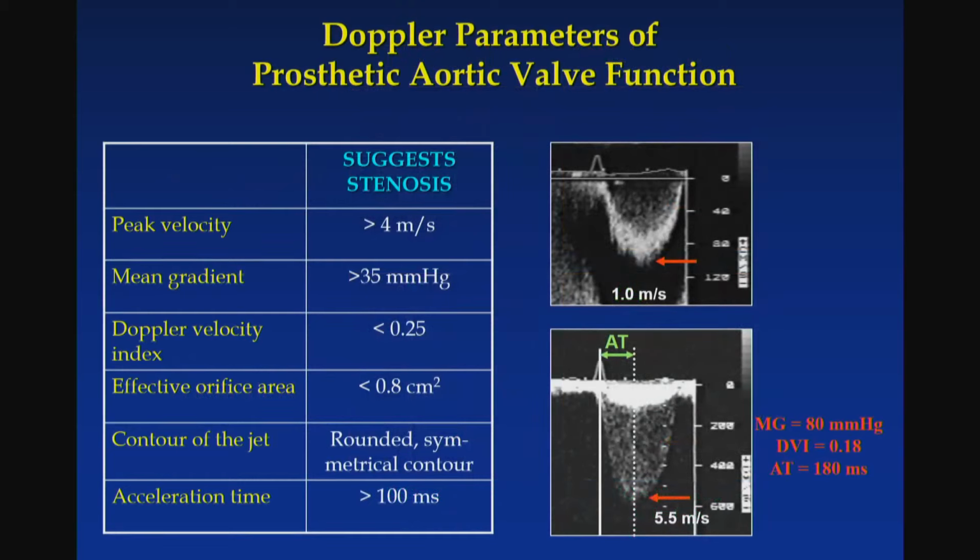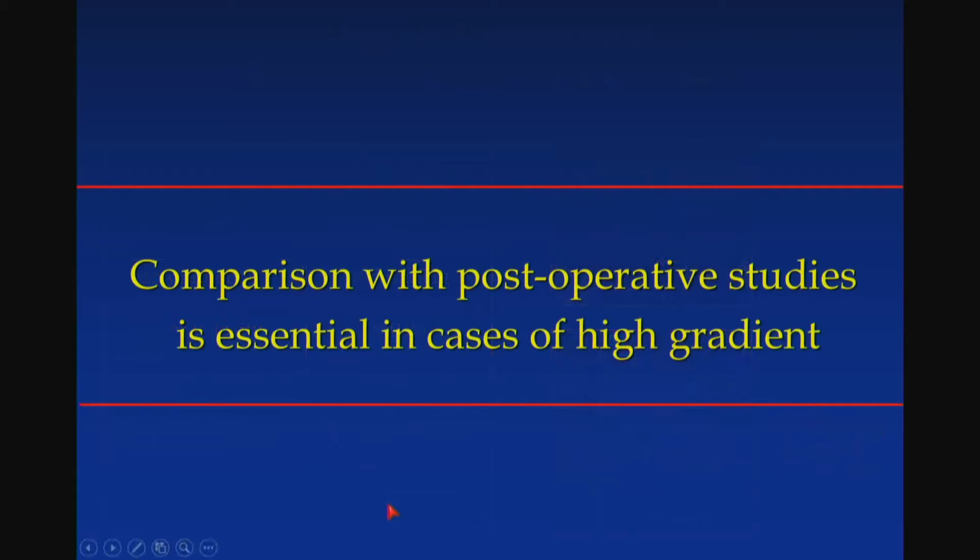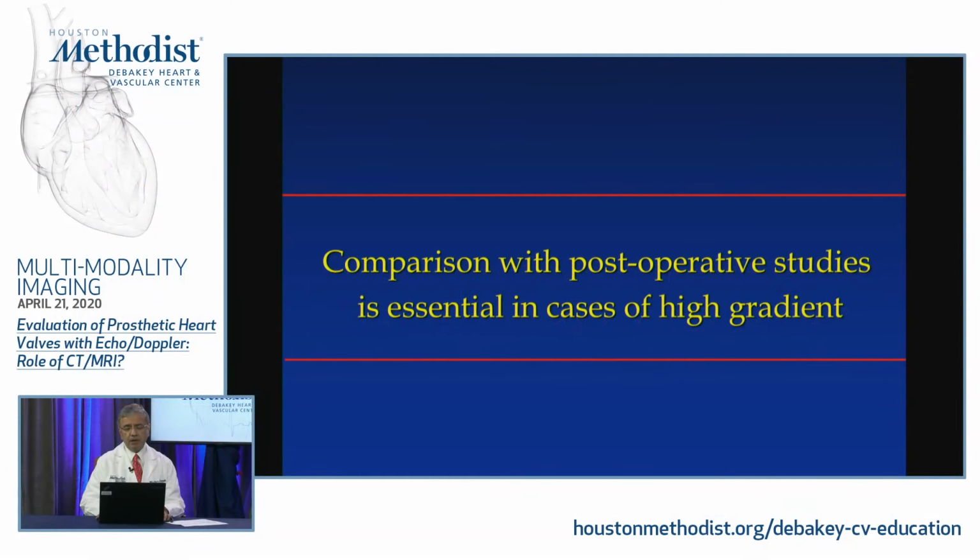And this is in the guideline that suggests stenosis: greater than 4 meters per second, a DVI less than 0.25, valve area less than 0.8, rounded and symmetrical contour, although it is qualitative, is still very important, and an acceleration time that is large. Very important is that an individual should have a post-op study.